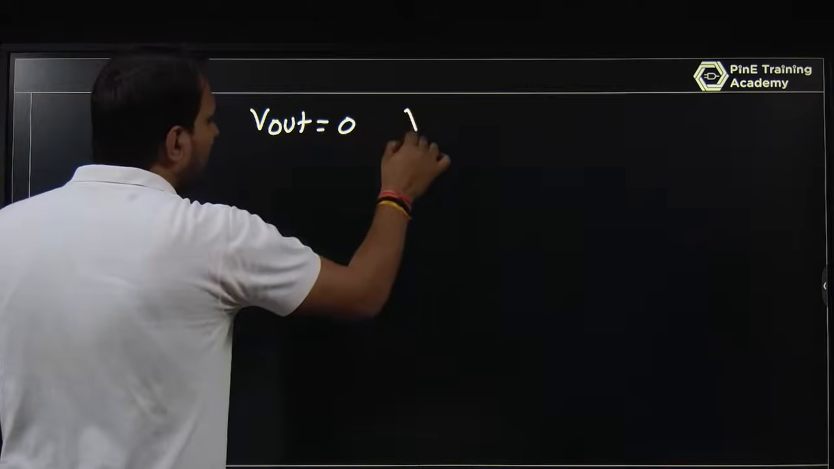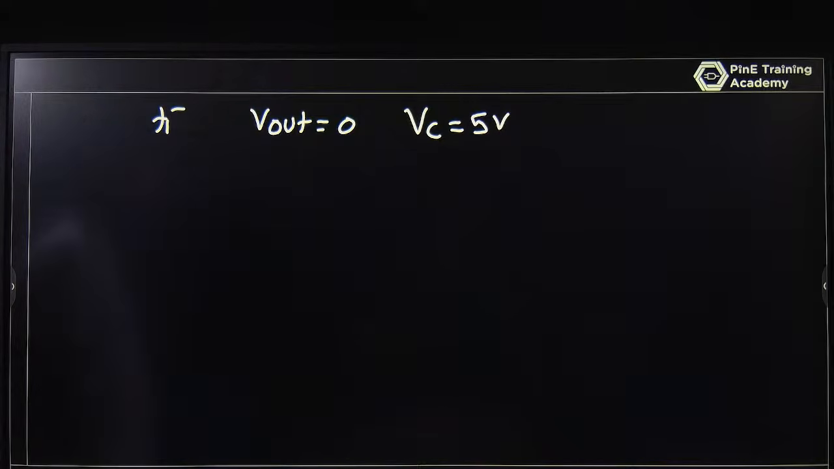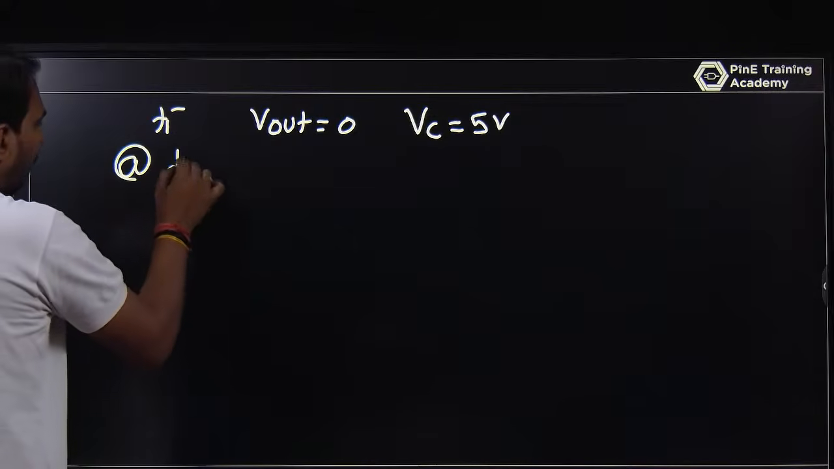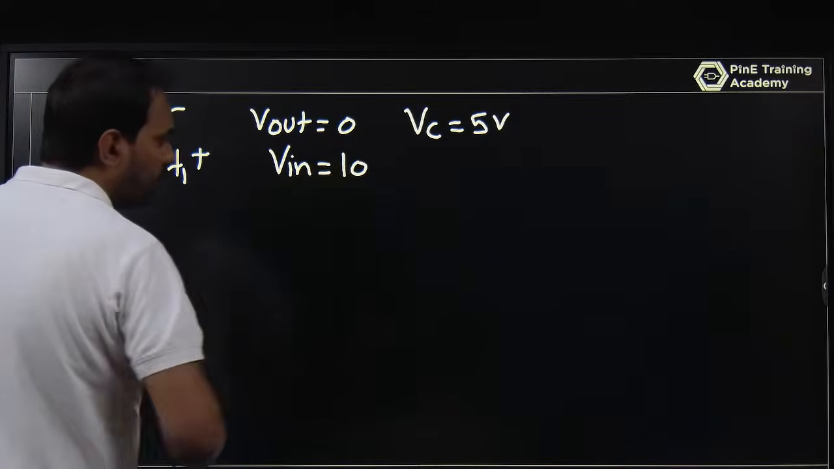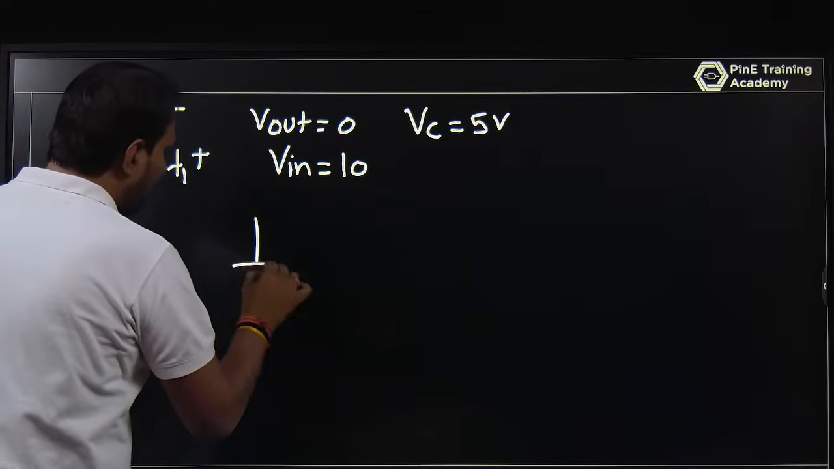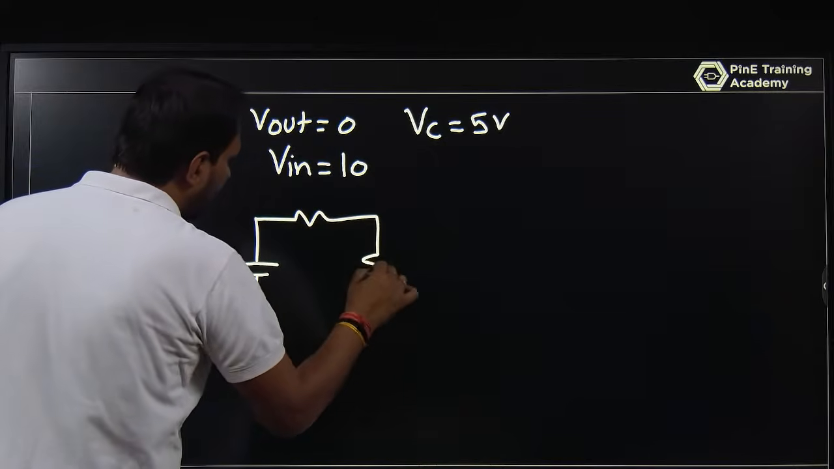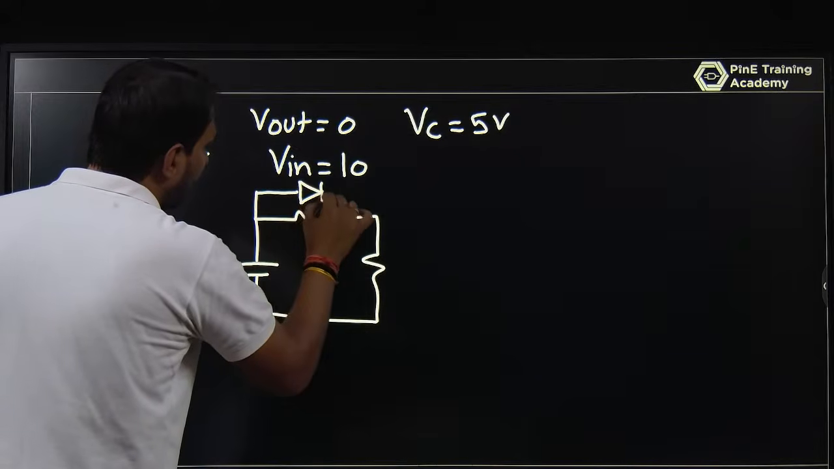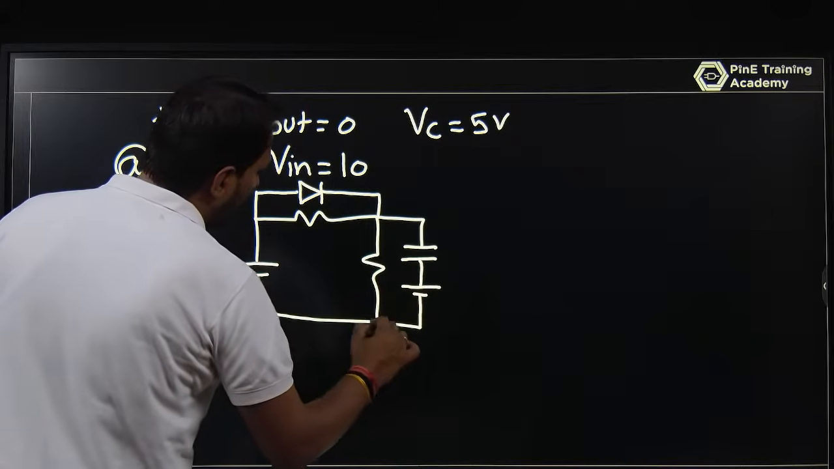And your VC is 5 volt, where the bottom side has a positive charge and the upper side has a negative charge. Now at T1 plus, the input voltage becomes 10 volt. Now the circuit is like this. You have a 10 volt source, you have a resistor, you have a diode like this, and you have a capacitor here, and you have a 5 volt.